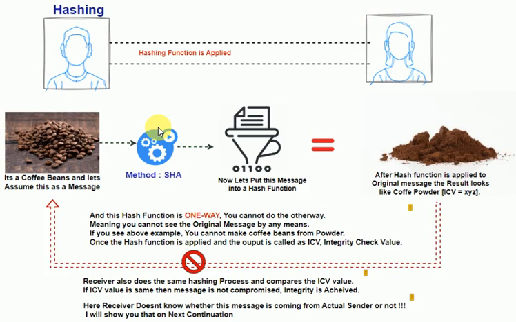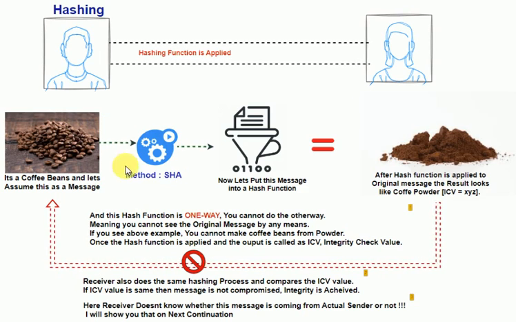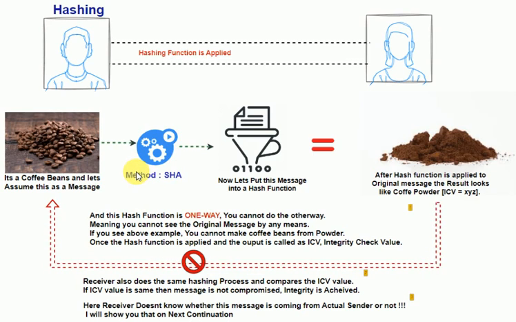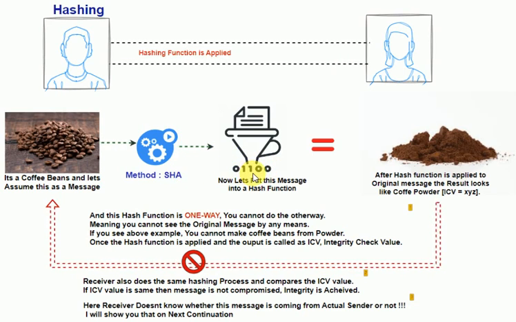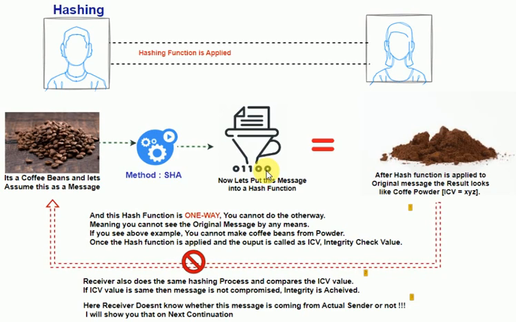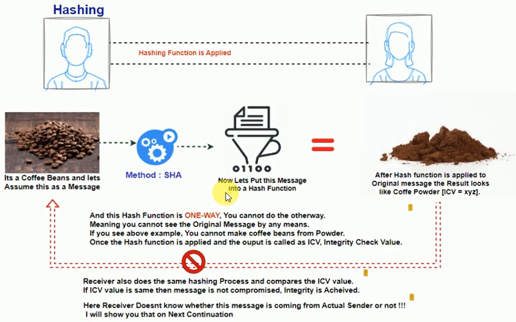Let's say there is a message, hi, hello, how are you? I am using SHA as a hashing algorithm. So I put the message hi, hello, how are you into a SHA algorithm, and this algorithm computed an output which looks like 01100. This 01100 is called an ICV, integrity check value.